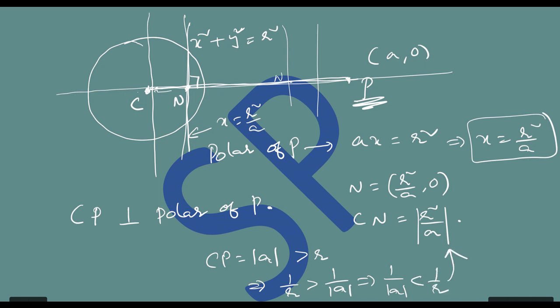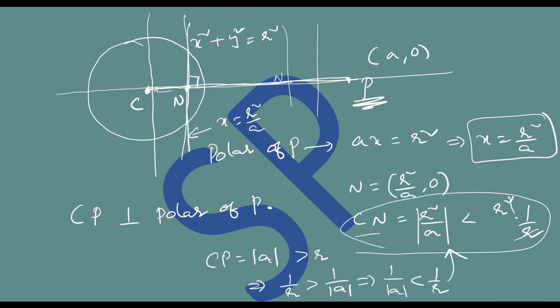So using this fact here, I get this is less than r square. I don't need mod, I can write r square outside. 1 by mod a is less than 1 by r. So I want you to observe that cancelling r and r, it is strictly less than. I can write here CN is less than the radius. CN is less than r, I got. CN is less than r means the polar is intersecting the circle. So if the point P lies outside the circle, we proved that the polar will intersect the circle.